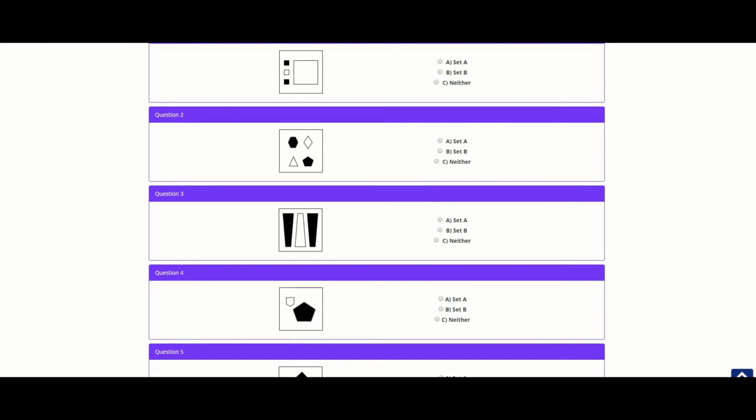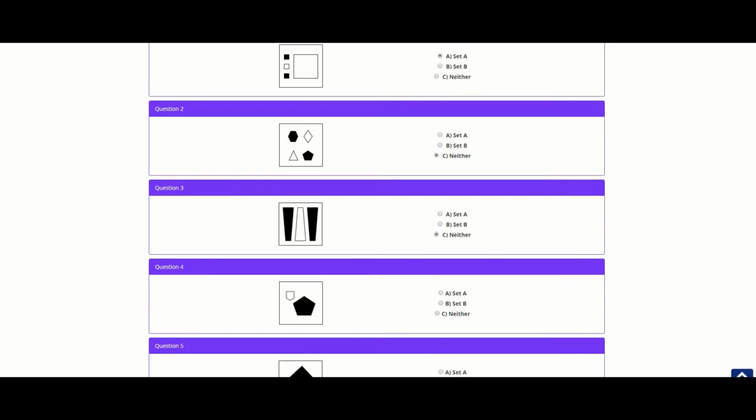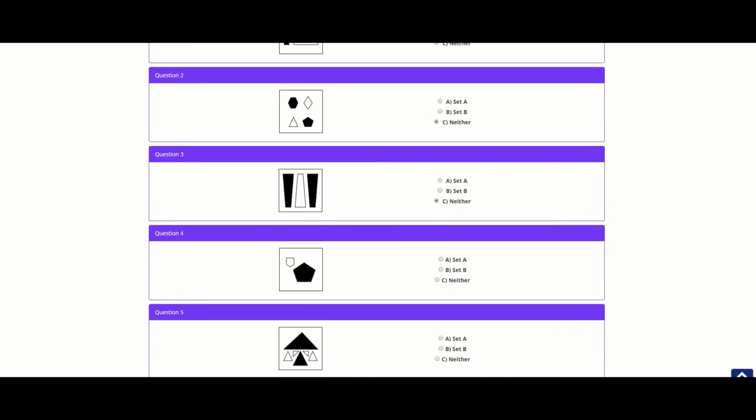So question 1, white 8, black 8, set A. Question 2, that was literally how long you have to take. 6 and 5, 7. 11 and 7 doesn't match, and it's not divisible by 2. So neither. Now we get to 3. 8 black, 4 white, neither. Remember the rule. It was white is double black, not black is double white.